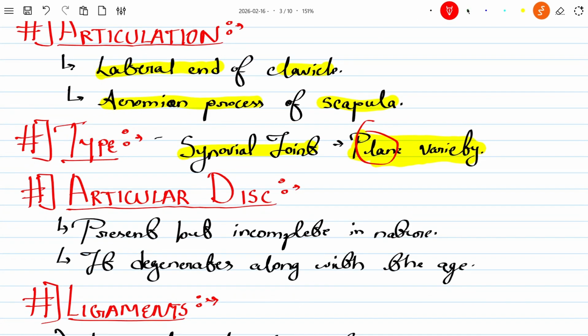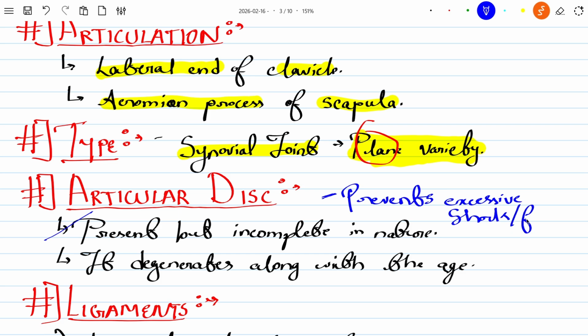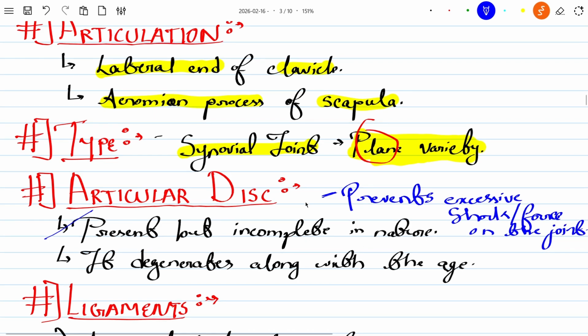Coming to the articular disc. It is present in the joint, but incomplete in nature. It degenerates along with age, and there is one more thing: it prevents shock, or else we can say force, on the joint. It is kind of a shock absorber only. I forgot to write that over here.